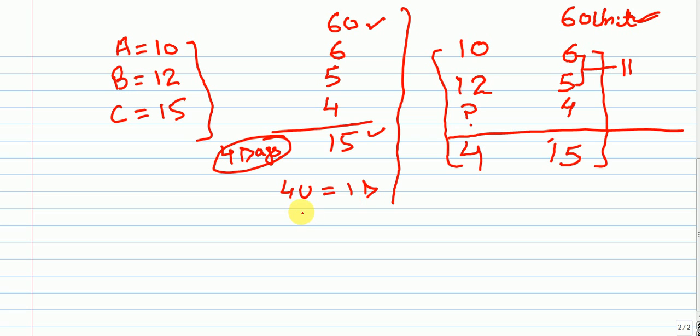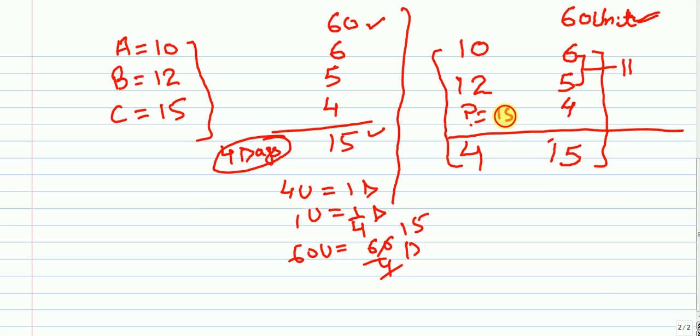So 1 unit he will complete in 1/4 of a day. But the question is 60 units. So 60 units he will complete in 60 by 4 days, that is 15. So guys, over here the answer is 15. This is how we are going to approach the problem, right?